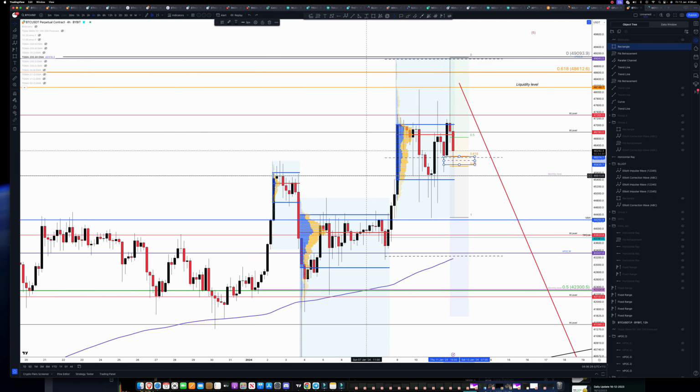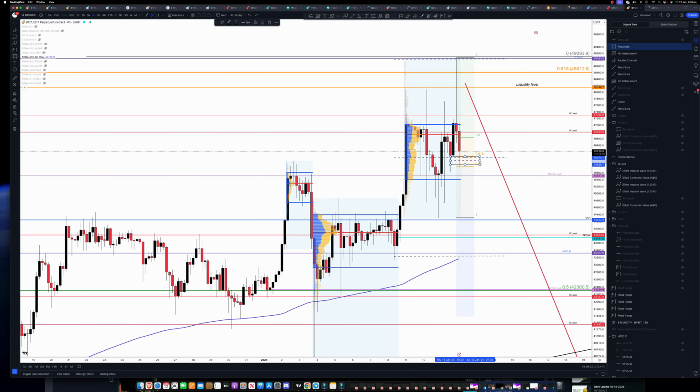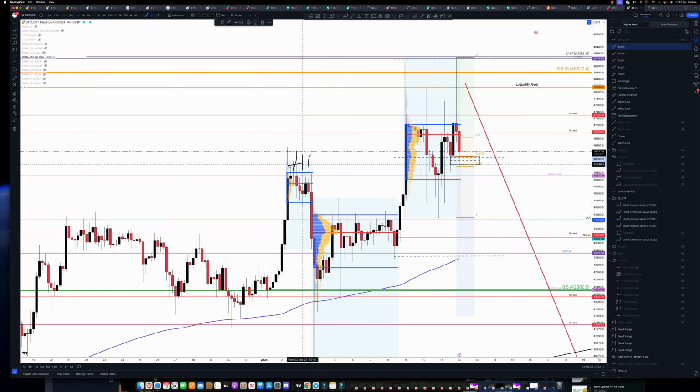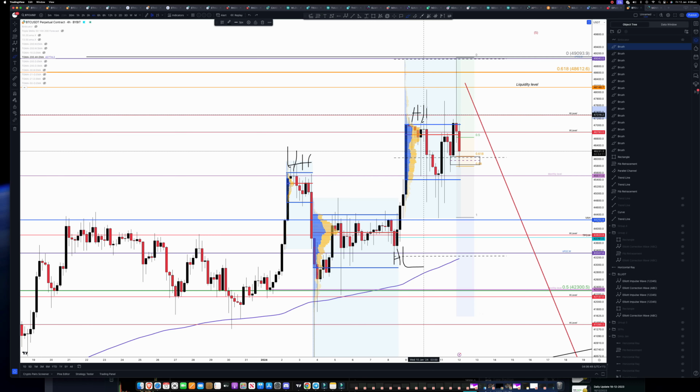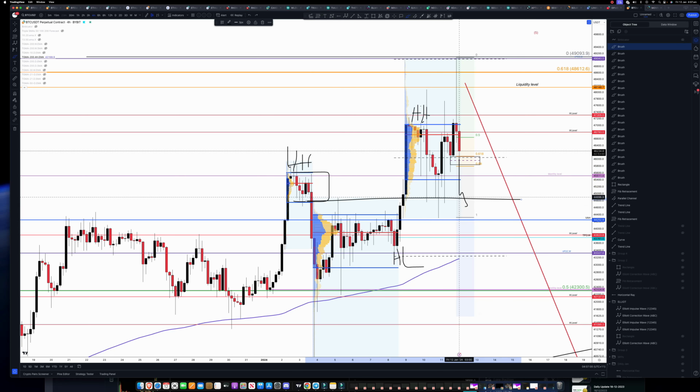Now what we have from a trend perspective, got the higher high, HH, and got the higher low, got the higher high here. Now, if we go below this level, if price comes down and breaks that level, we lose a trend.